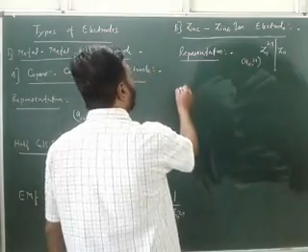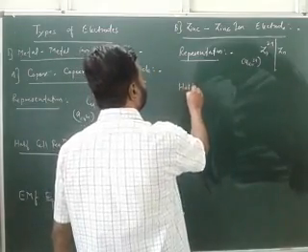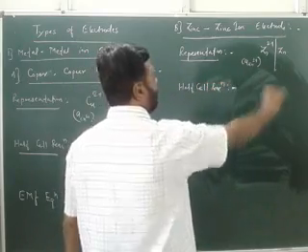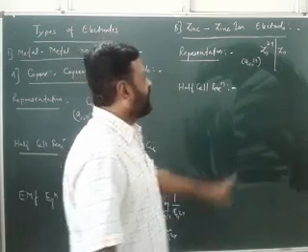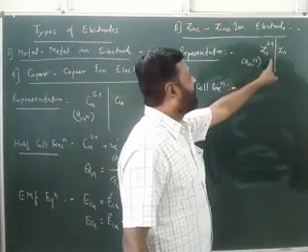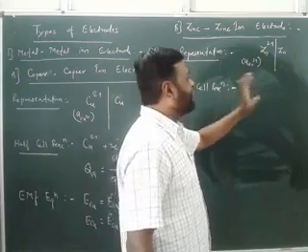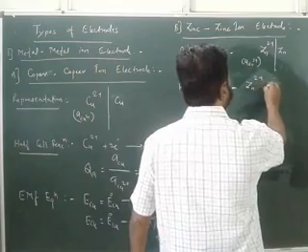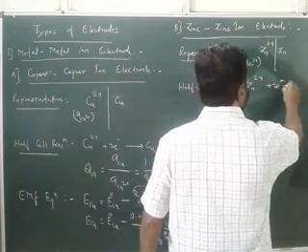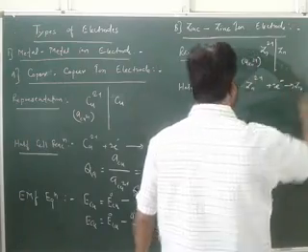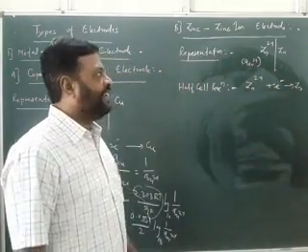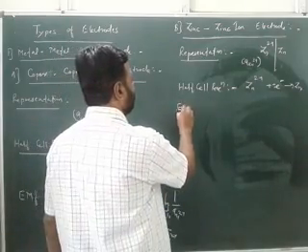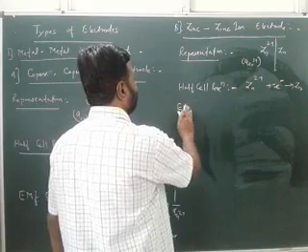Then we can write the half cell reaction. Here, this is the positive electrode, so the reduction reaction takes place: Zn2+ + 2e- gives rise to Zn. So this is the half cell reaction. Next, the EMF equation.